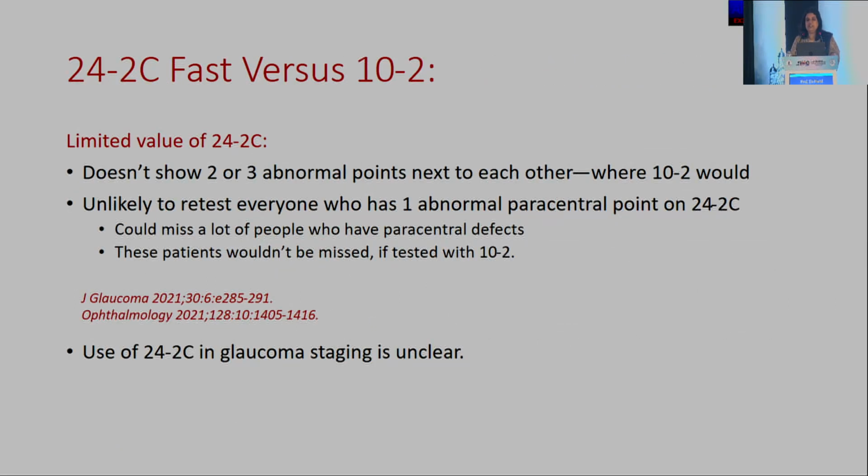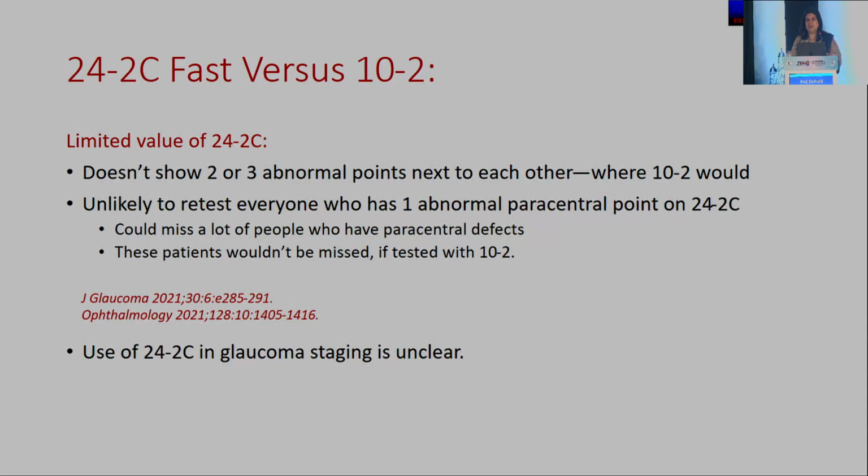Still, there is a limited value of 24-2C, because if you get 1 point in the central zone which is abnormal, you are not going to start your treatment unless you have 2 or 3 contiguous points in the 24-2C central area. Now that too is not really possible because the number of points in the central area is still lesser than what you would expect in a 10-2. So it doesn't really contribute much to your decision making.